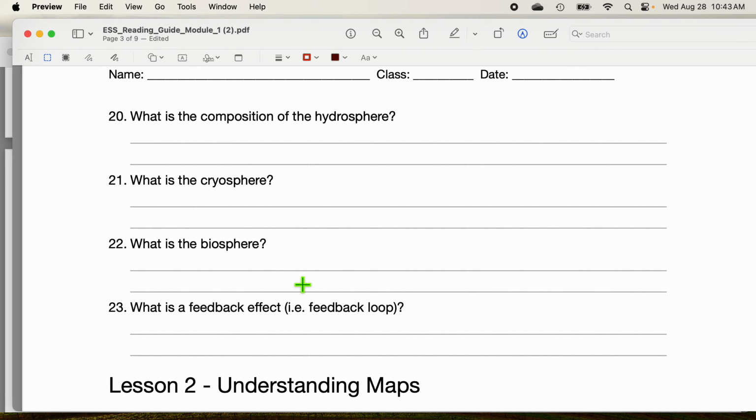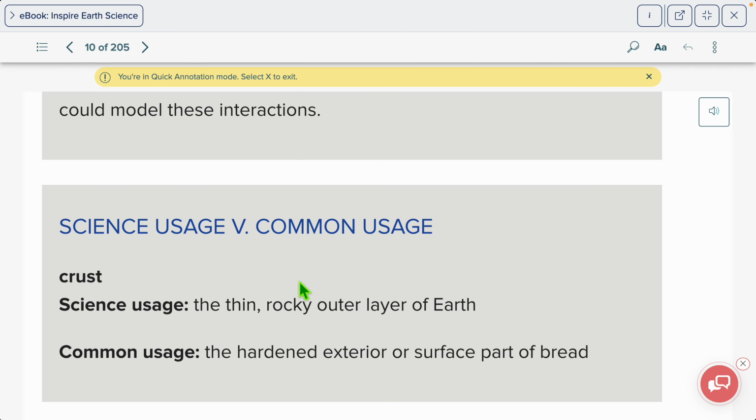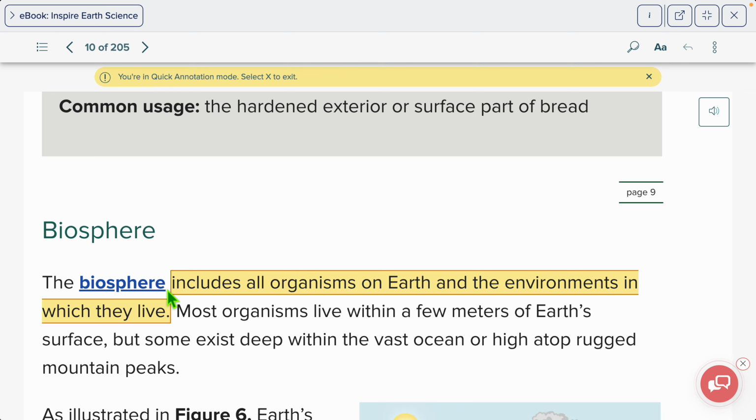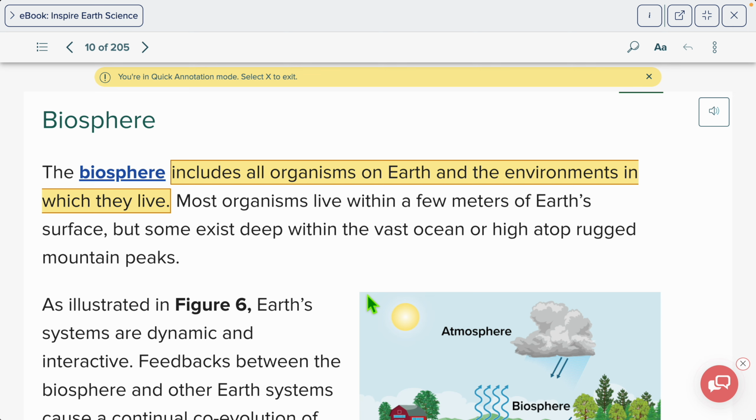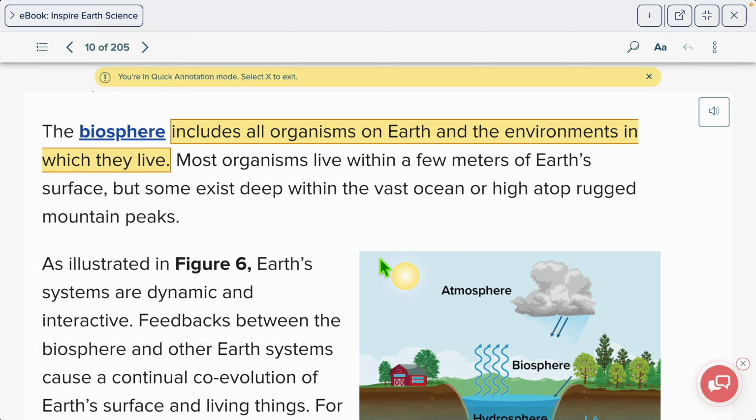All right, next, biosphere. What is the biosphere? Number 22. Coming on down here. So the biosphere includes all organisms on Earth and the environments in which they live. So that is your definition for the biosphere. Most organisms do live within a few meters of Earth's surface, either above or below, or on. But some exist deep within the vast ocean, deep underground, high atop mountains, actually in the atmosphere, on grains of dust, things like that. You have bacteria. So there's life in a lot of places you wouldn't expect.